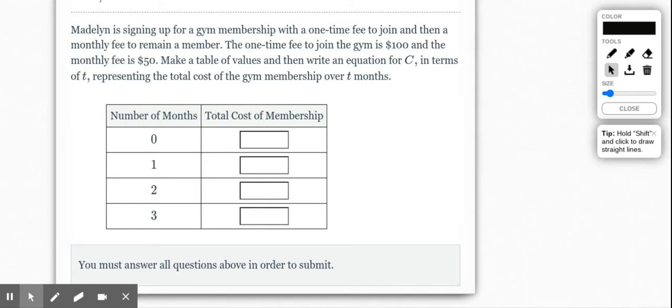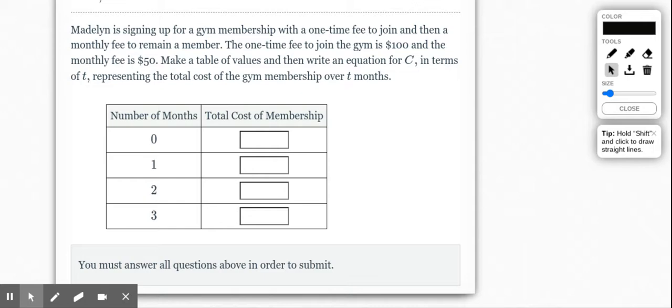Okay, in Delta Math today, you are going to be reading a story problem, completing a table, and then writing an equation for it. So let's begin. I'll read the story problem here.